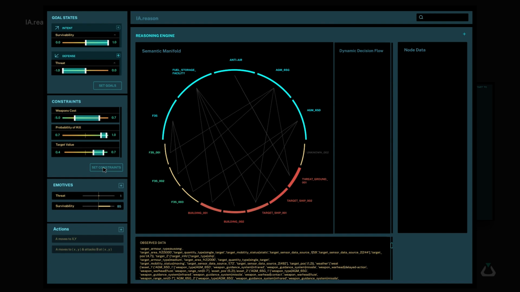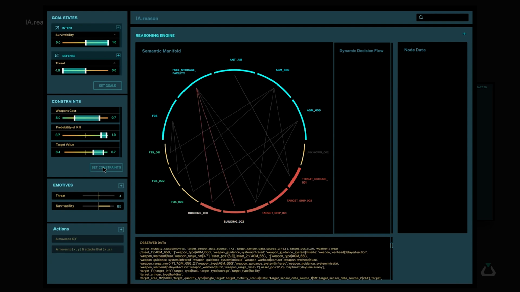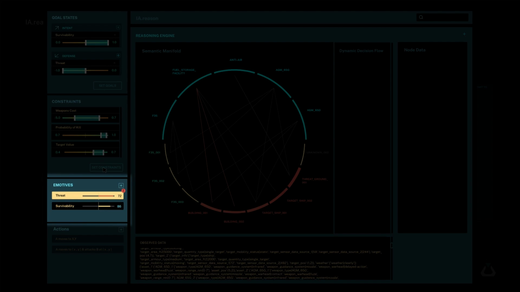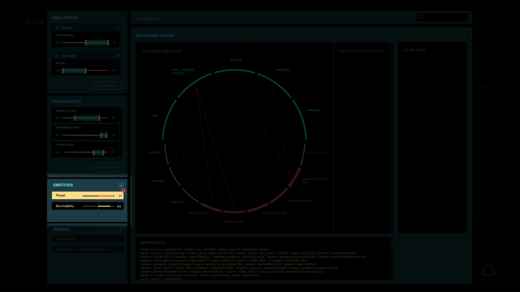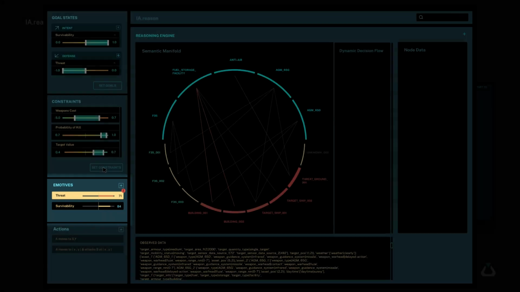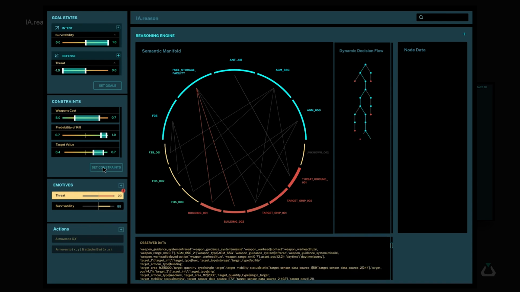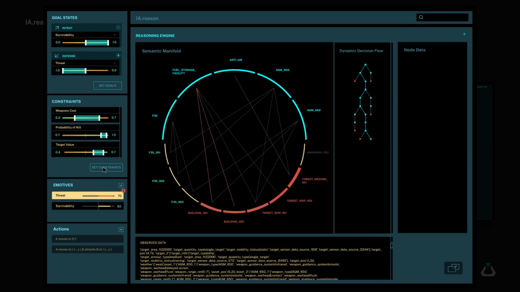The reasoning engine pulls schemas it believes to be relevant from its knowledge base and begins to disambiguate as data comes in. As the world populates in this scenario with incoming predictions from Gaius cognitive processors, the threat emotive exceeds its fixed threshold as defined by the commander's intent, thus triggering the reasoning engine. The system knows that actions must be taken to reduce the threat level. The dynamic decision flow is engaged.